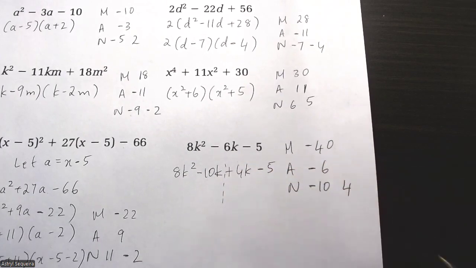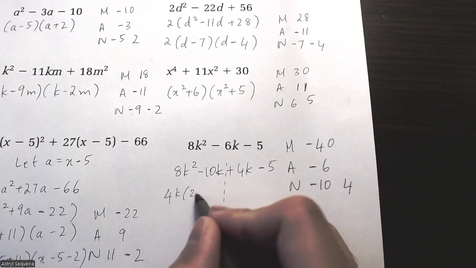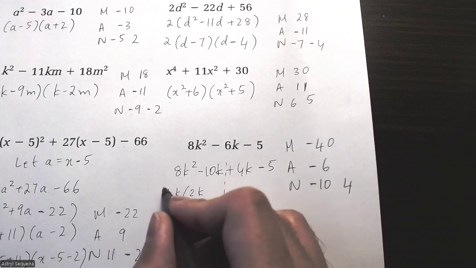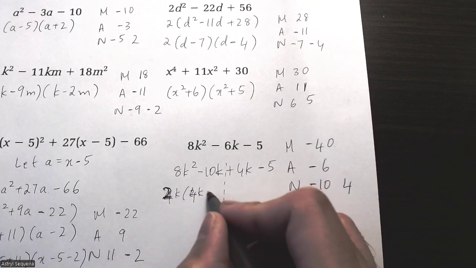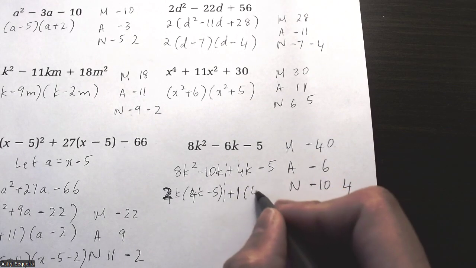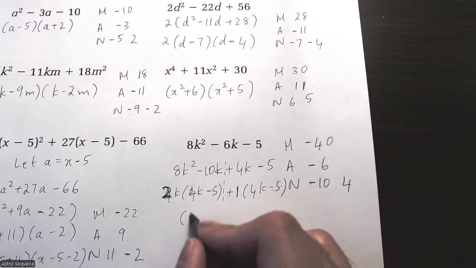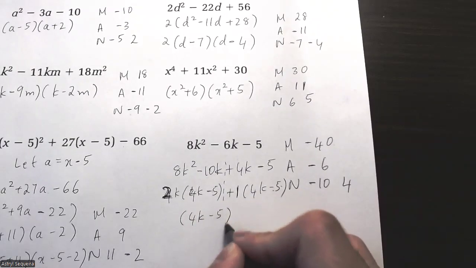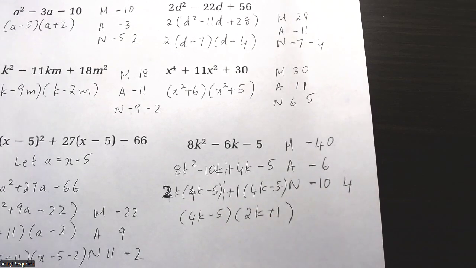I'm going to factor this by grouping now. So 2k, 4k minus 5. Over here, there's no common factor, so I'll just take out a plus 1, 4k minus 5. The brackets have to match here. The final solution, 4k minus 5, 2k plus 1.